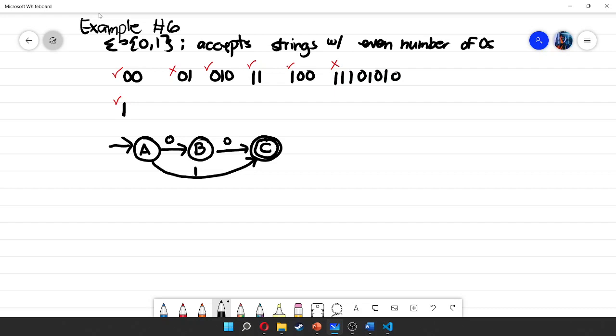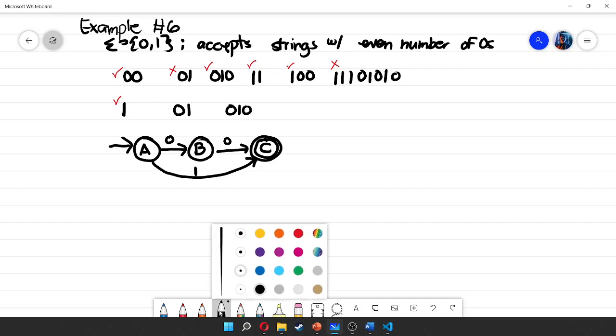So, next, we have the transitions of 0 and 1 from A to B. What if we are in B and we see a 1? For example, the input string is 0, 1. Is this accepted or rejected? Rejected. But what if after the 1 we add 0, 1, 0? It is accepted too. It can become accepted, right?